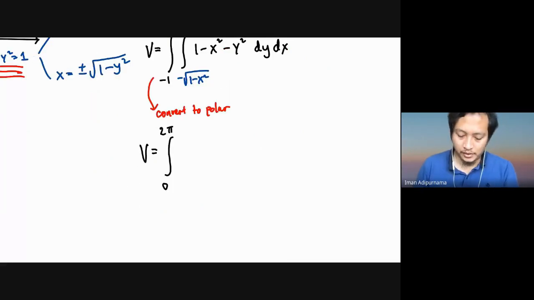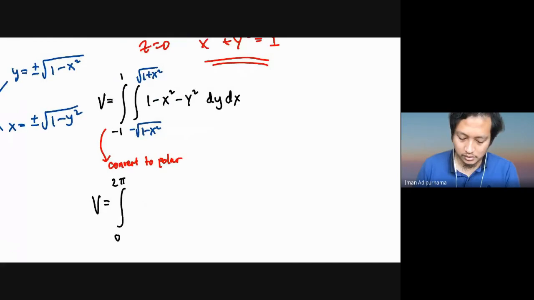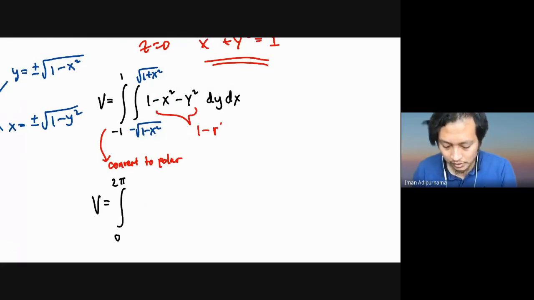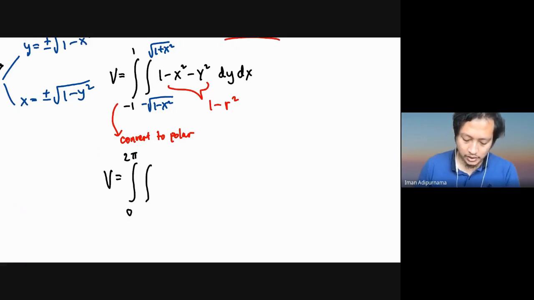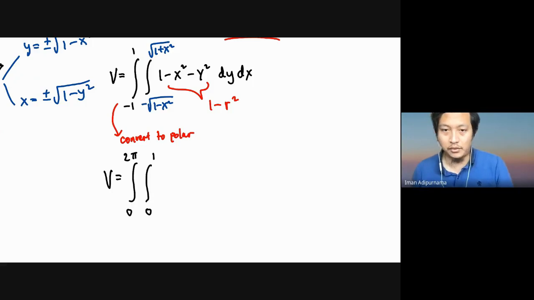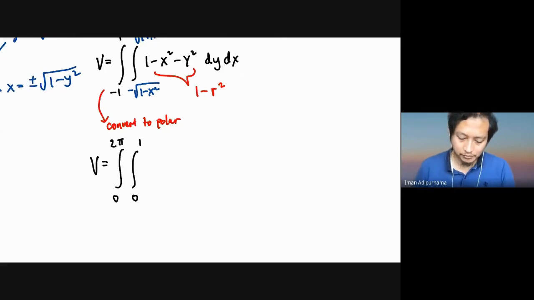So this 1 minus x squared minus y squared, you can simply say this is 1 minus r squared, right? So this is the theta, and the radius is from 0 to 1, because there is no other radius besides 1, right? So we can write 1 minus r squared, and then r dr d theta.